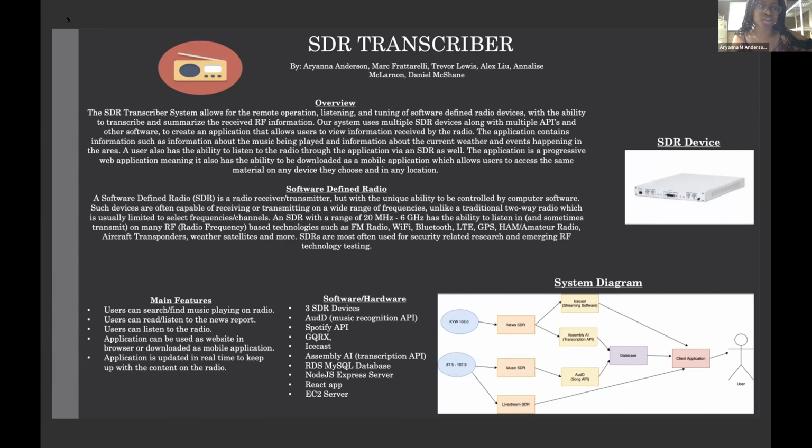So our SDR transcriber system can be broken down into separate parts. First, we use 3 separate SDR devices, which all capture different data for the different sections of our application. We have a music SDR, which captures data from the FM music stations to update the music section of our app. We have a news SDR, which stays on the news station and captures that data to update the news section. And then we have a live stream SDR, which is used in the listen to radio section to allow users to listen to the radio through the application.